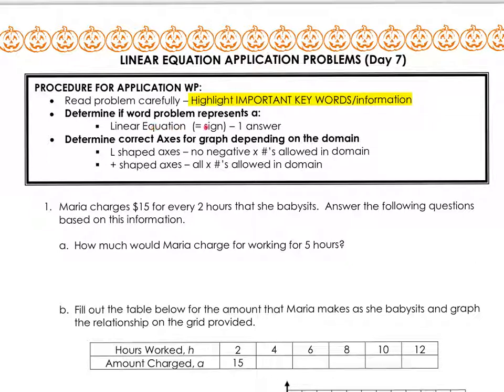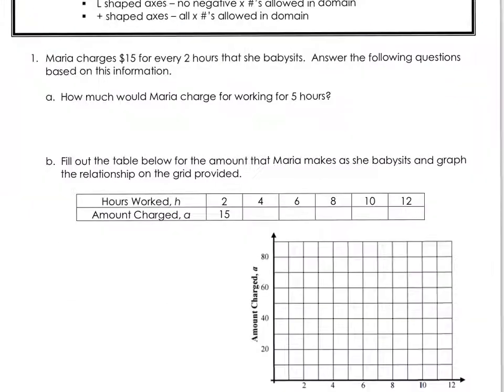Then we have to determine if the word problem represents a linear equation, meaning we have an equal sign and one answer. And then we need to determine the correct axis for the graph depending on the domain. So L-shaped axes mean that we have no negative x's allowed in the domain and no negative y values. Then we would have an L shape. If we have the all four quadrants shaped axes, then we have all x numbers allowed in the domain and the range.